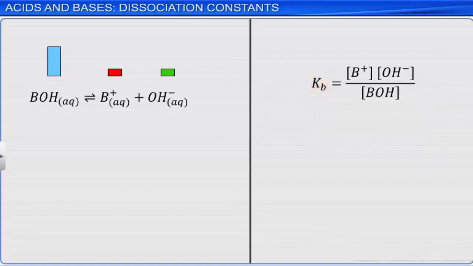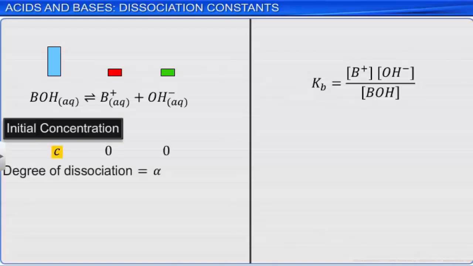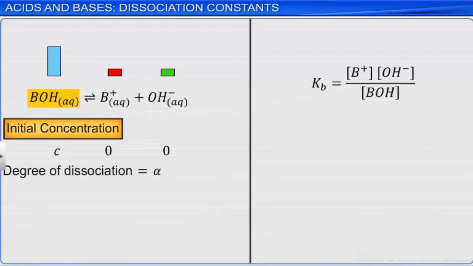The Kb for this equilibrium can be expressed as Kb is equal to the product of concentration of B plus and OH minus ions divided by concentration of BOH. The degree of ionization for a weak base can also be derived in the same way as weak acids. Let C moles per liter be the initial concentration of weak base BOH, and let alpha be its degree of dissociation.